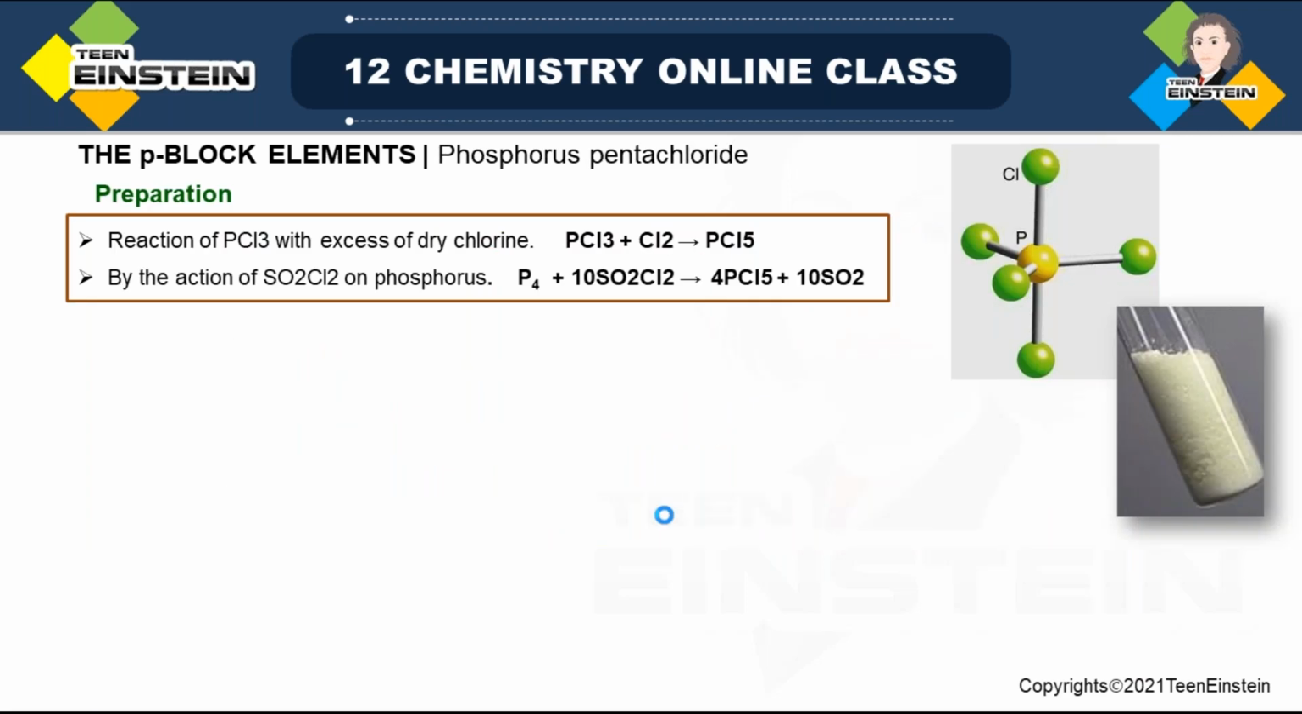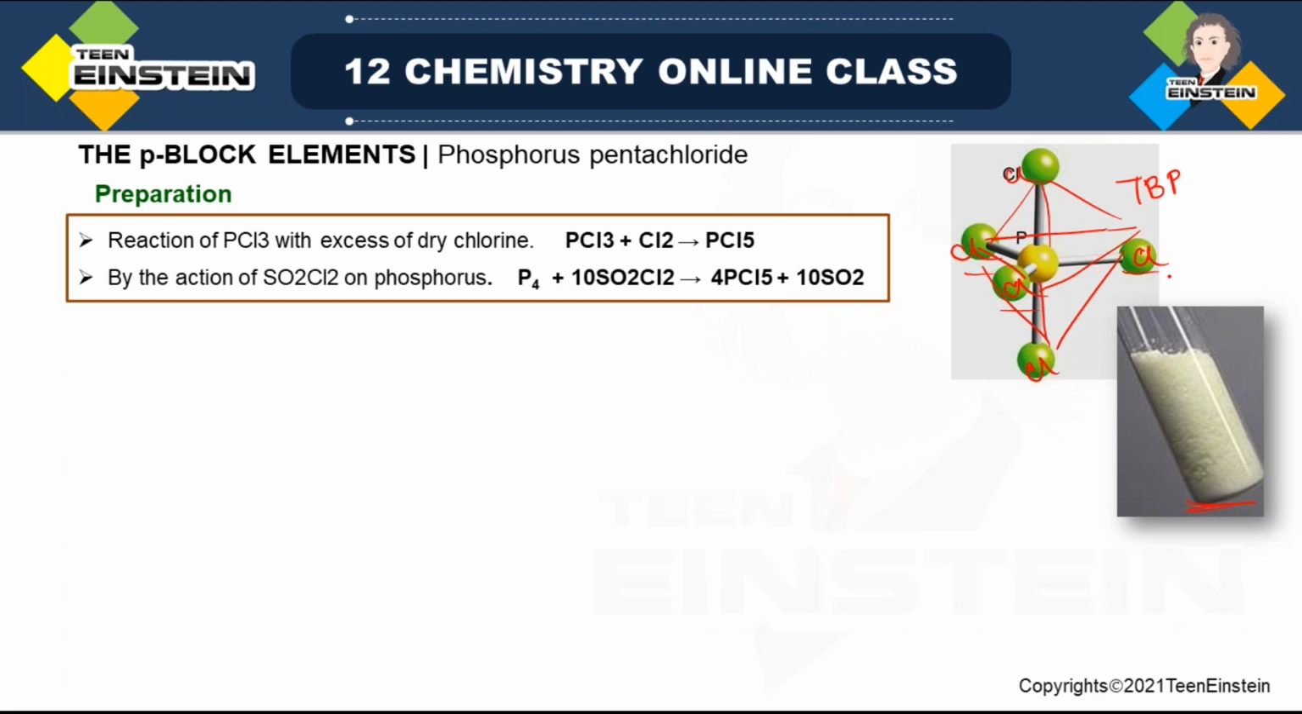Next compound is phosphorus pentachloride. So this is the appearance, a white solid, and it has a trigonal bipyramidal structure. See, 3 chlorine atoms are attached to phosphorus, and their position is equatorial. It is pentacoordinated, and 2 chlorine atoms are present in the axial mode. So it has TBP geometry, trigonal bipyramidal. This is a trigonal plane, and if you consider the upper part and lower part, there will be 2 pyramids. So that is why the name is trigonal bipyramidal.